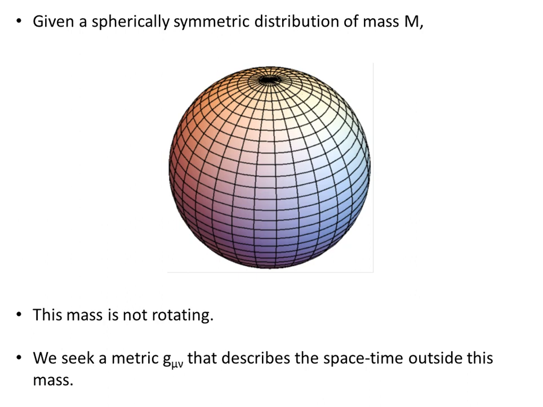So given a spherically symmetric distribution of mass m, this mass is not rotating, we seek a metric, g subscript mu nu, that describes the space-time outside this mass. So in the region out here, outside the mass, we want the metric that describes it.